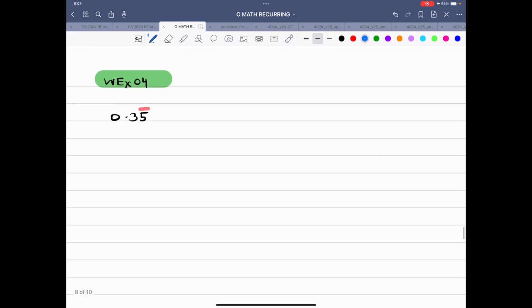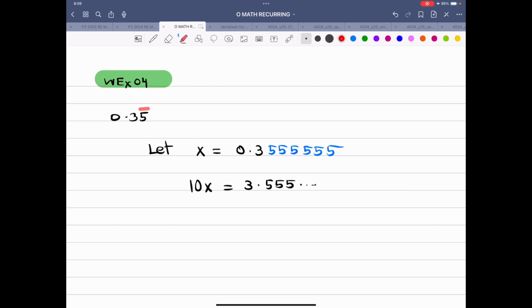Now the fourth one is 0.35 with the 5 repeating. Now this is a mixed recurring decimal. Let x equal 0.3, which remains as it is, and then we have 5, 5, 5, 5, 5 and so on. So now let's multiply with 10. 10x is 3.555 and so on. Will it work? I don't think so. It won't work. Why? Because this part is this and this part is different.